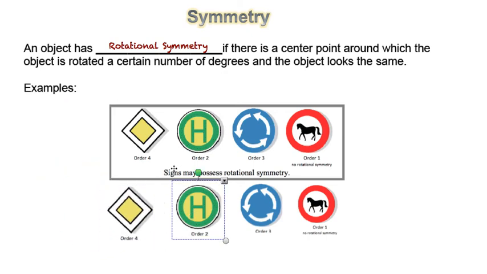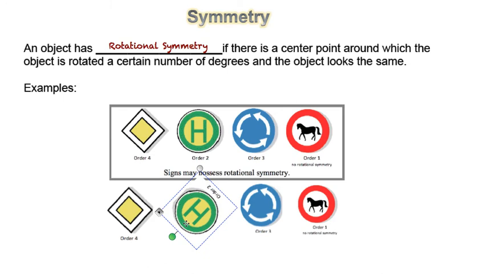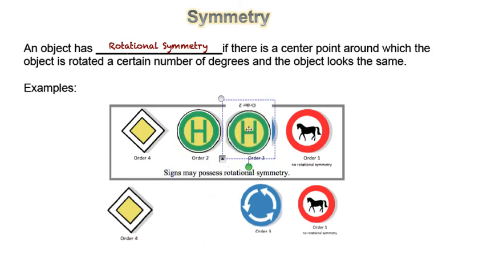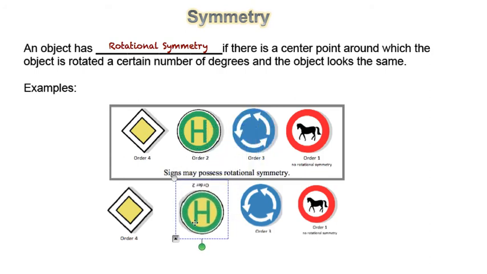How about order 2? This is for a bus. This is a bus sign. So if I rotate this all the way around 180 degrees, remember 180 is halfway around, flip it upside down. If you notice, the 2 figures look the same. So we say that this sign also has rotational symmetry.